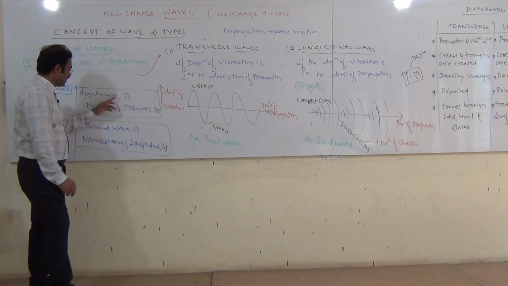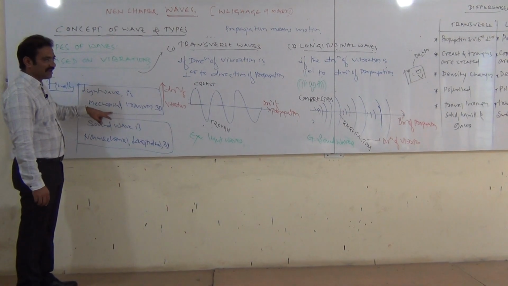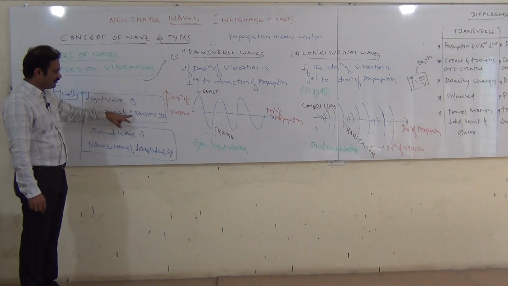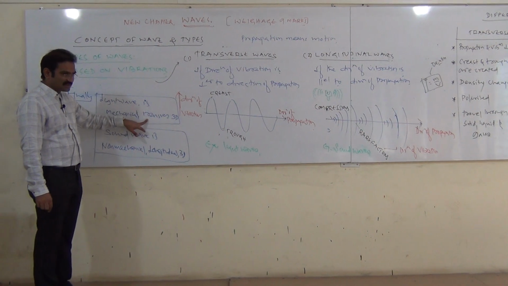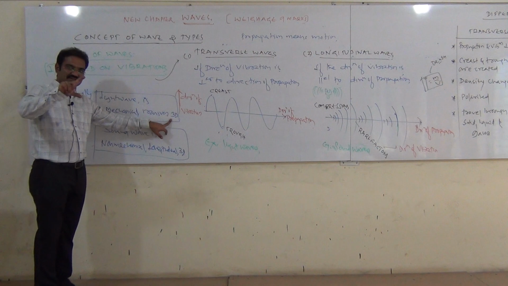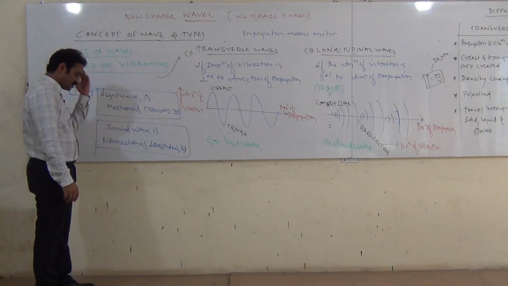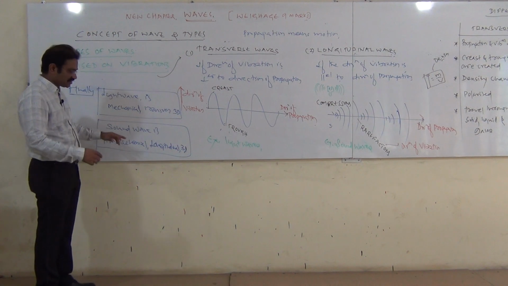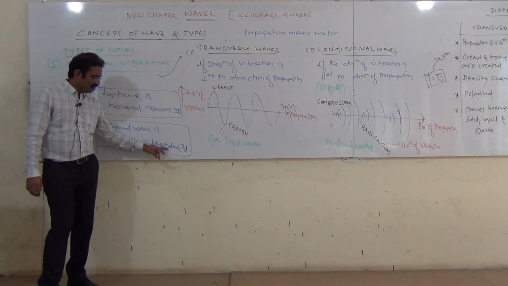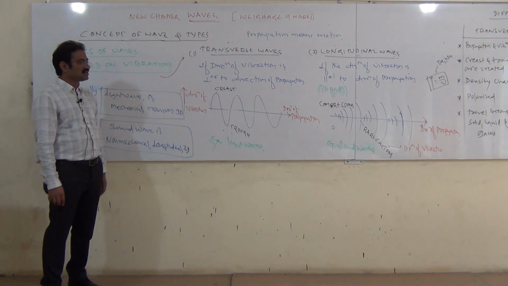So here, light wave is non-mechanical based on the requirement of the medium. It is transverse based on the type of vibration, and three-dimensional based on the direction. If they ask what a sound wave is, it is mechanical based on the medium, and longitudinal based on the vibration. Third, based on the direction, it is three-dimensional.